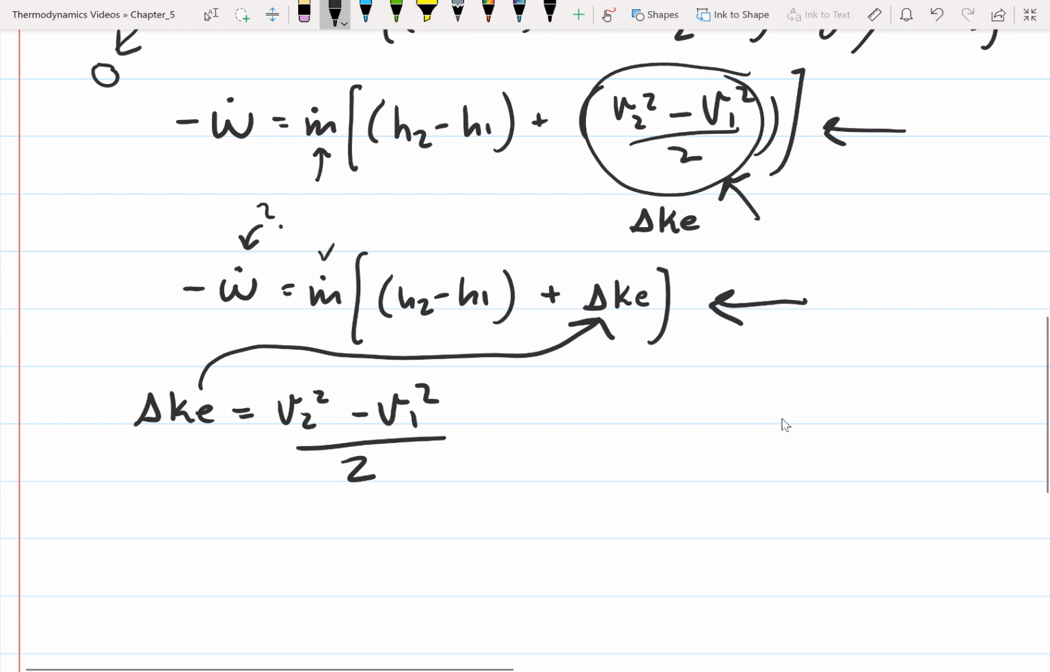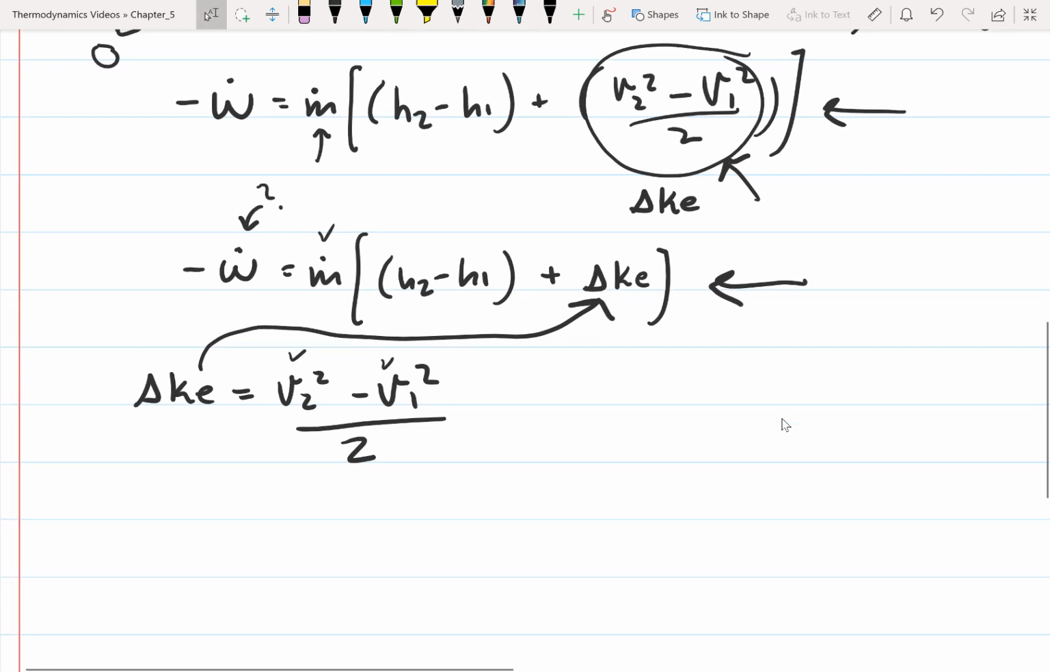We know the mass flow rate because it was given. We can calculate the change in kinetic energy because we were given the velocities. And we need the enthalpies, so we're going to get the enthalpies from the tables. We have all of the information we need to look those up.